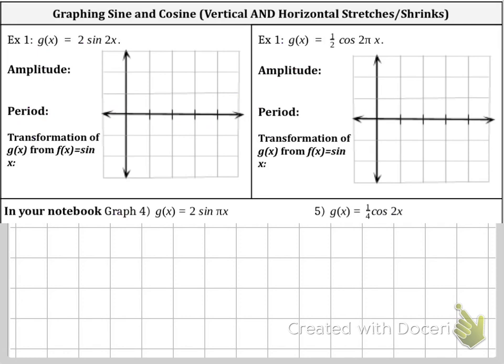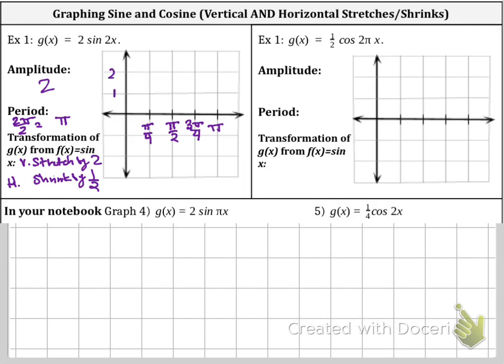So now let's take a look at doing both vertical and horizontal stretches and shrinks. So we'll do 2 shifts at the same time. Our amplitude in this case is the a value, so our a value is 2. The period is 2 pi over our b, which is 2, so the period is pi. So we talk about our transformations. It's a vertical stretch by 2, and then it's also a horizontal shrink by a half. And since our period is pi, I start with pi here. Half of pi is pi over 2. Half of pi over 2 is pi over 4. Then we have 3 pi over 4.